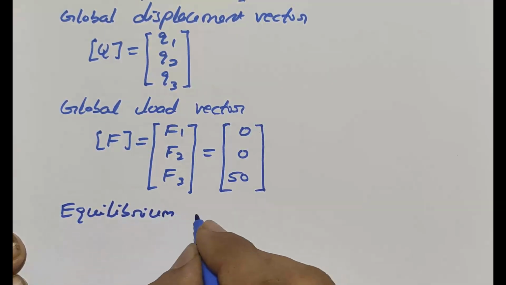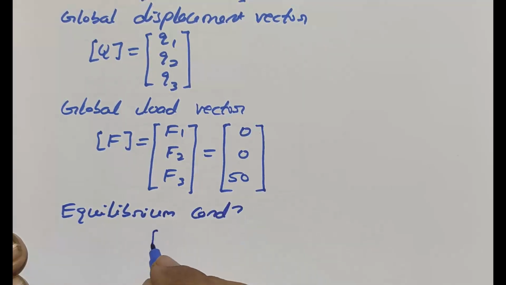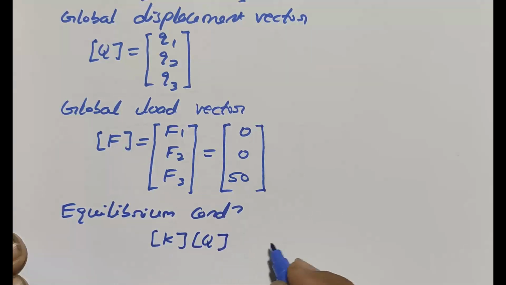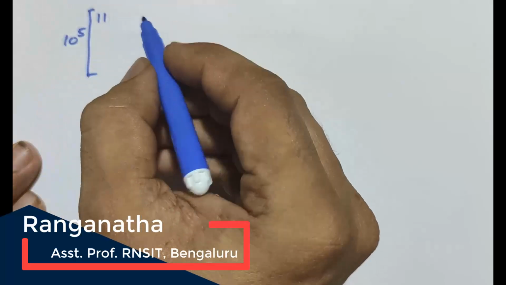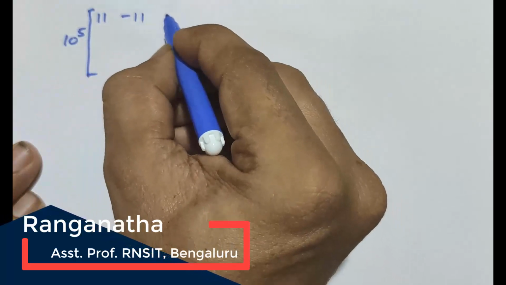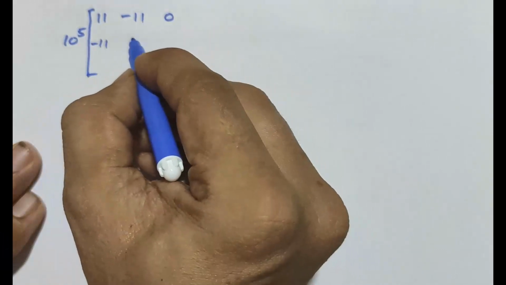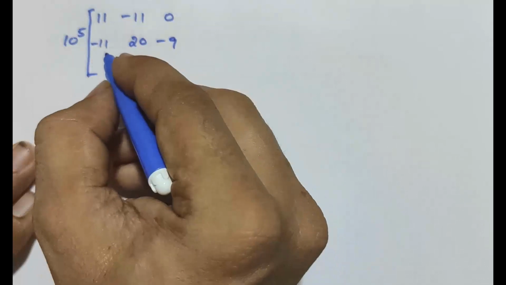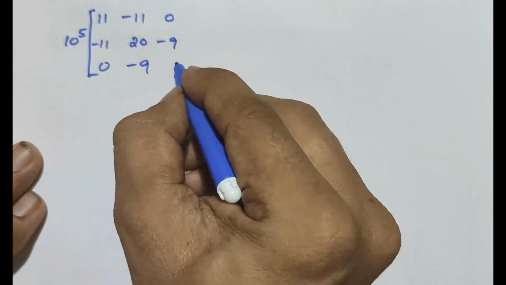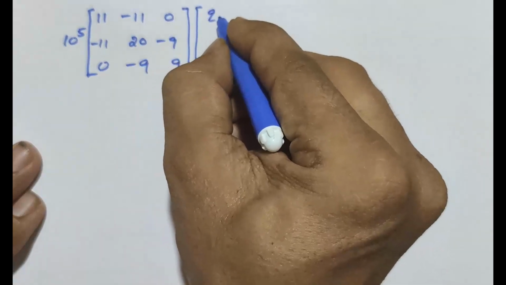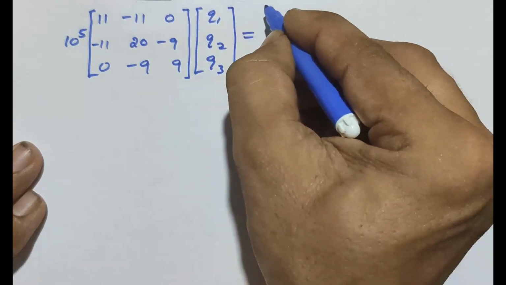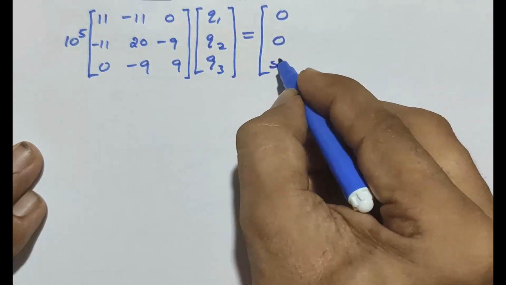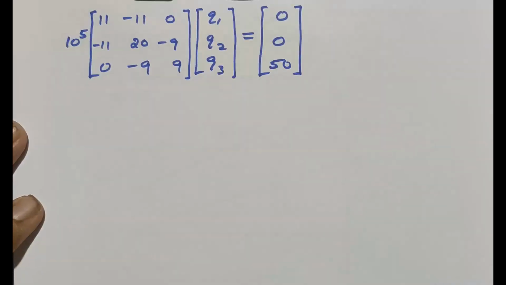Equilibrium condition, that is K into Q is equal to F. 10 to the power of 5 outside, the matrix 11, minus 11, 0; minus 11, 20, minus 9; 0, minus 9, 9, into Q1, Q2, Q3 is equal to F, that is 0, 0, 50. This is the equilibrium equation.